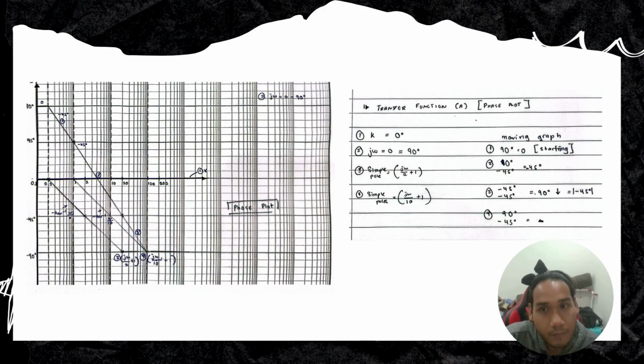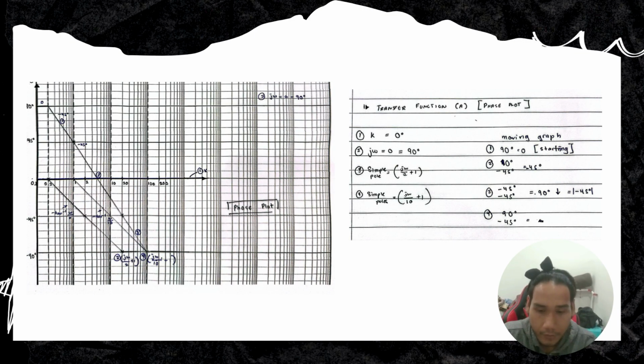So for the second straight line, constant line will be j omega for our 90 degrees. Following by two simple pole. Right here I will explain why our simple pole doesn't start at 2 radians per second. As you can see, you have to differentiate the axes. This is the degrees and this is the radians per second.